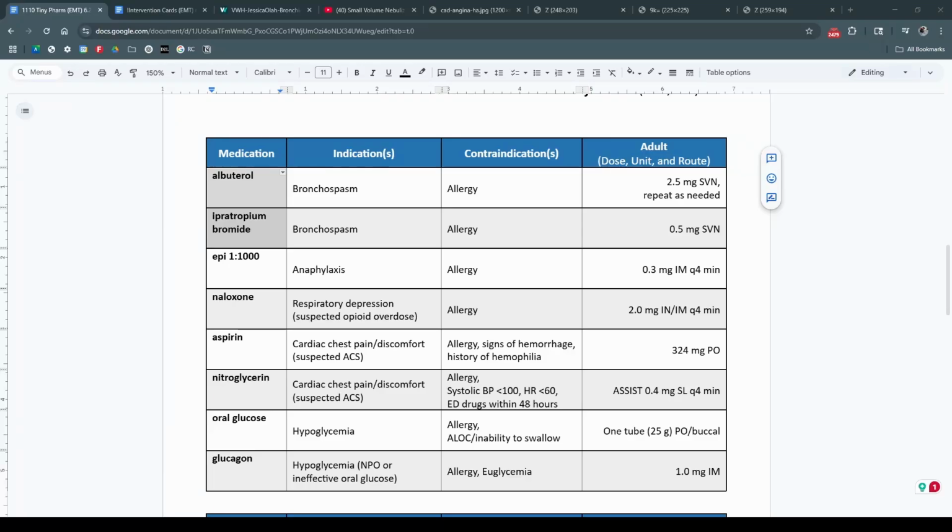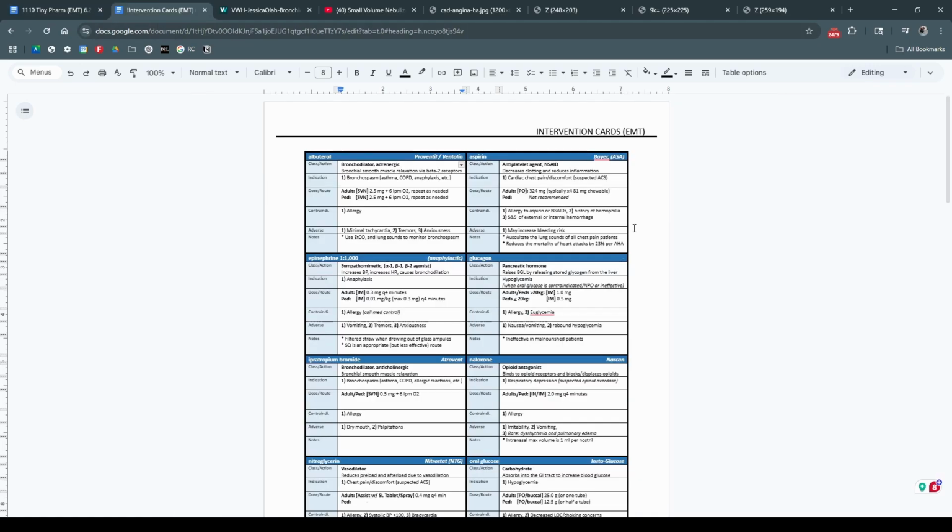Hello, everybody. This should be seen as a companion mini lecture to pharmacology in general for the EMT. Though your intervention cards are incredibly important and memorizing them all the more so, it can be difficult in the beginning to digest all of this information, especially if you're not familiar with pharmacology.